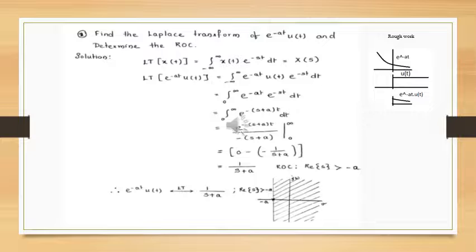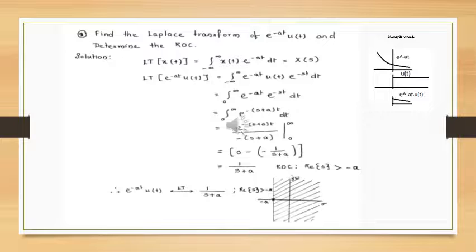Now, whether real of s is greater than minus a or less than minus a, that is decided based on the given signal. We have already seen the properties of ROC, that is, if the signal is a right-sided signal, then the ROC is also towards the right side. And if the given signal is a left-sided signal, then the ROC will be left-sided.